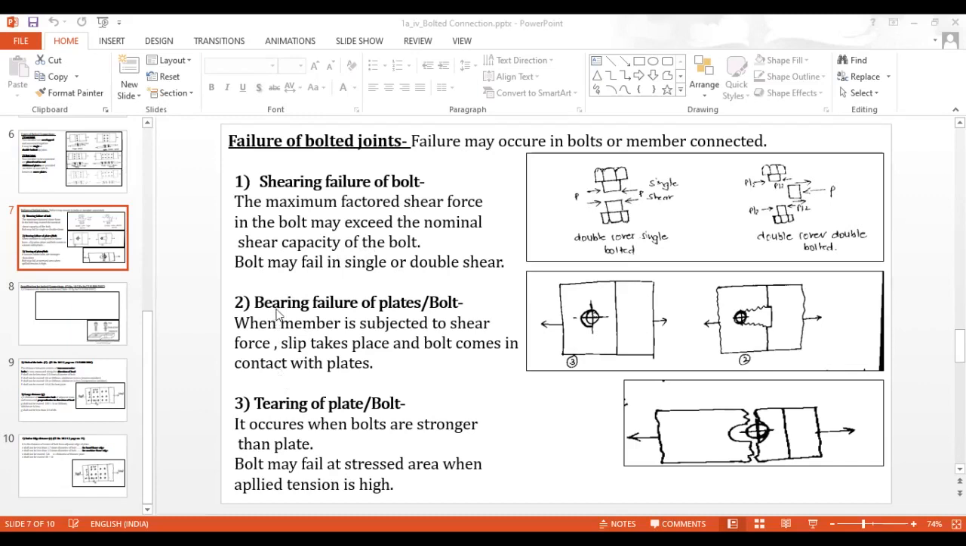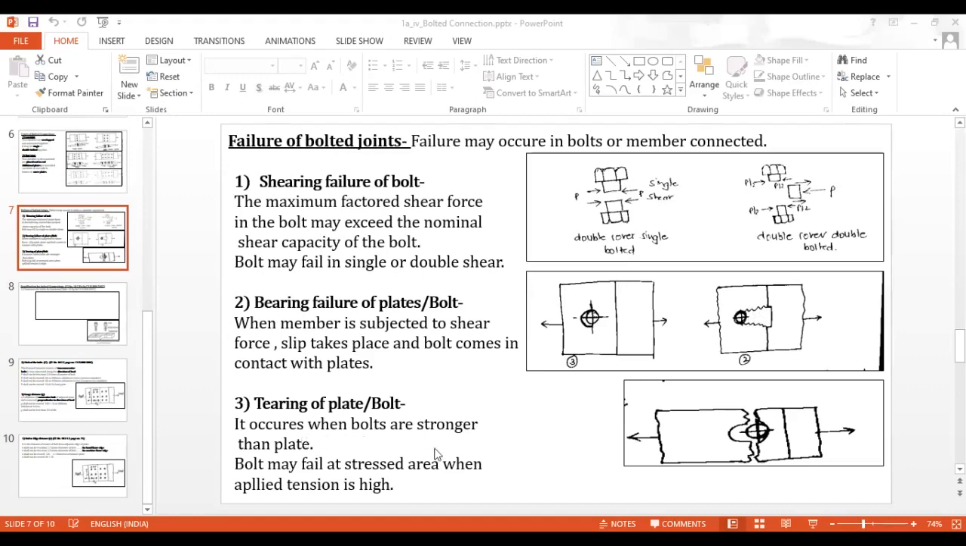Then next comes the bearing failure of the plate or a bolt. When the member is subject to shear force, slip takes place and the bolts come in contact with the plate. In diagram number 3, you may observe that whenever the force exceeds, slip takes place and there will be a formation of a groove around the edges. Sometimes the plate is also torn up to some part, and hence the last failure of the bolt is tearing failure.